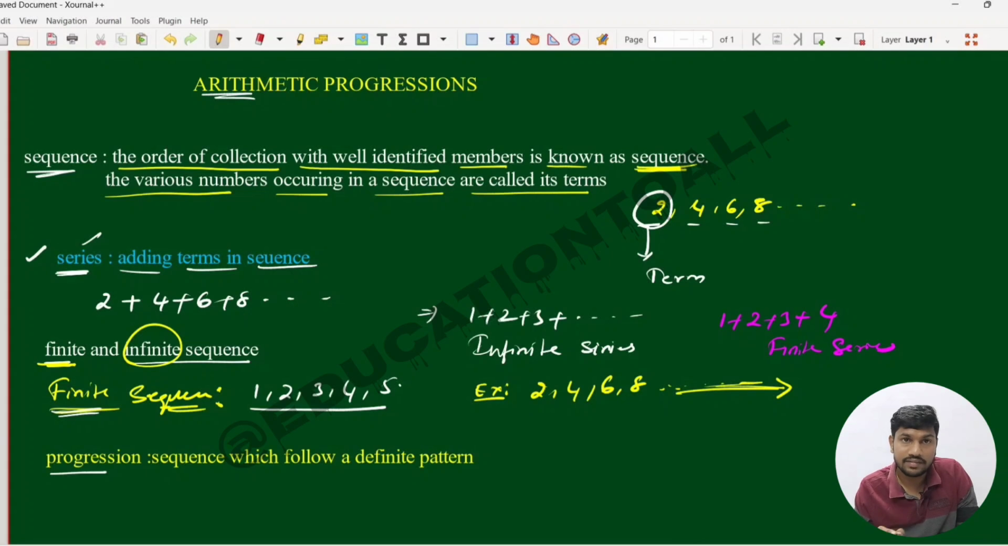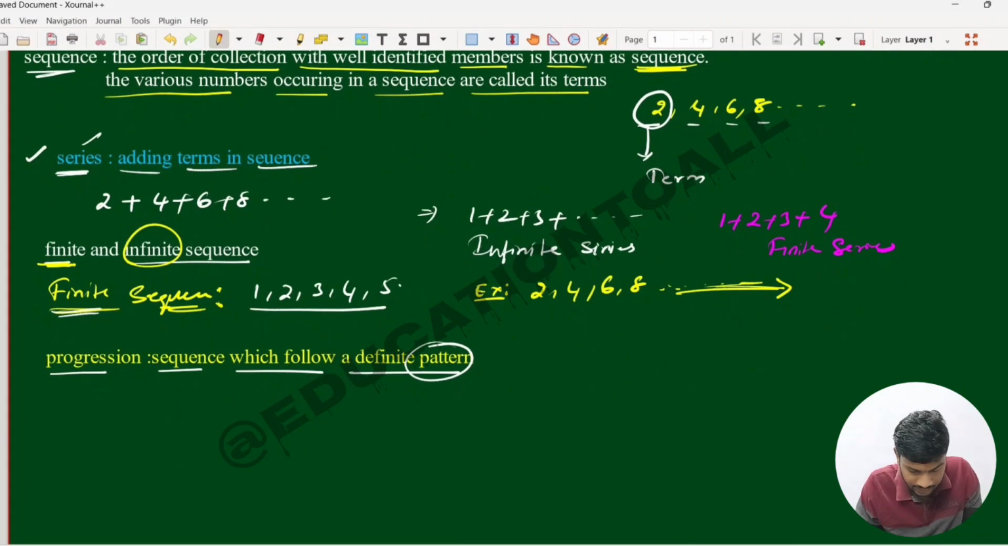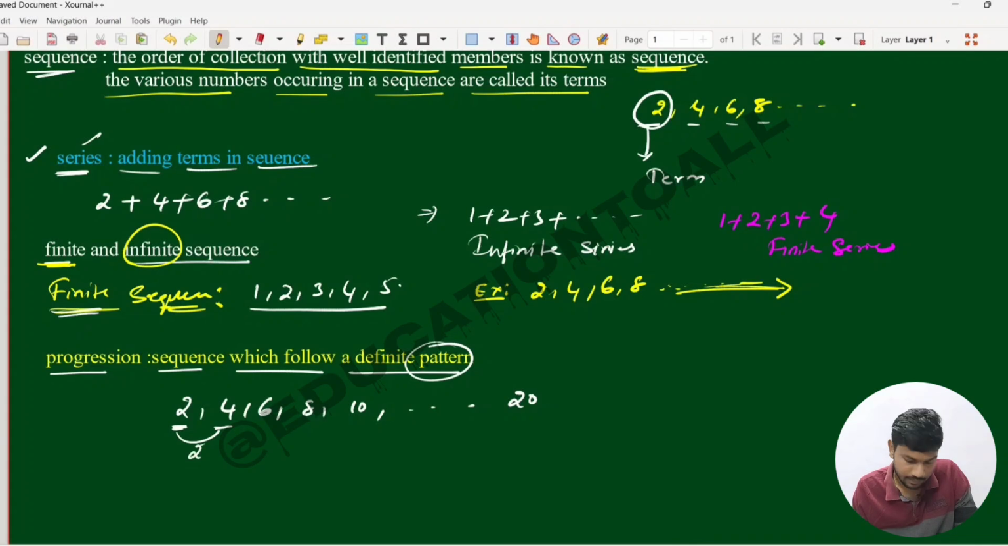A very important definition is progression. What is meant by progression? A sequence which follows a defined, definite pattern. What is meant by pattern? Which follows some rule. For example, if I write 2, 4, 6, 8, 10 and so on until, suppose, 20. Identify: it starts with 2, next 4, so something is added. If I add 2, 4 will come, again add 2 will get 6, again add 2 will get 8, again add 2 will get 10, which means this entire sequence contains the addition of 2 for consecutive terms.